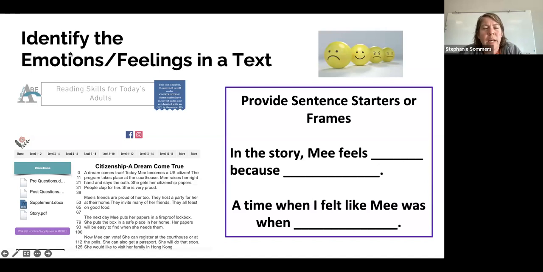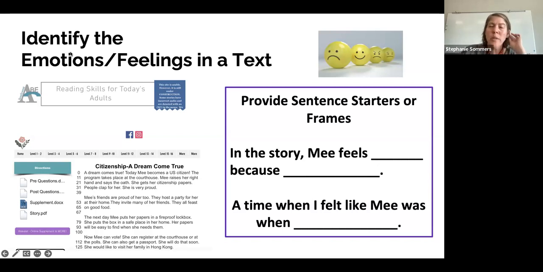So this is great. We've got a lot of different words. And the reason she's feeling this way is because she passed her citizenship test. So being able to express that using the sentence frame would be some great writing. And then, oh, yes, thank you, Heather. In the story, Me feels proud because she became a citizen. Yes, very good. Heather's an excellent student because she used all the right verb tenses. Wonderful, Heather. A time when I felt like Me was when.